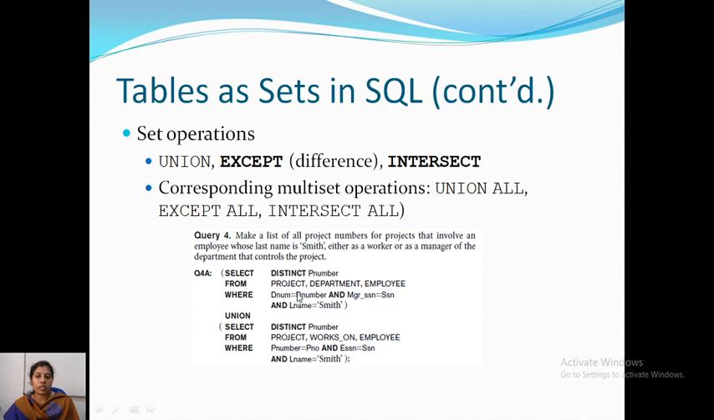Then what is the condition? When you have multiple relations in the from clause, first you have to write the joining condition using primary key and foreign key. So dnum equal to dnumber and manager SSN equal to employee SSN and last name equal to Smith. Okay, so this will give you the project number which is controlled by the department where the manager is Smith.